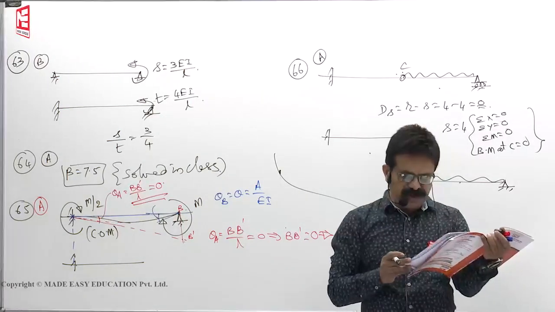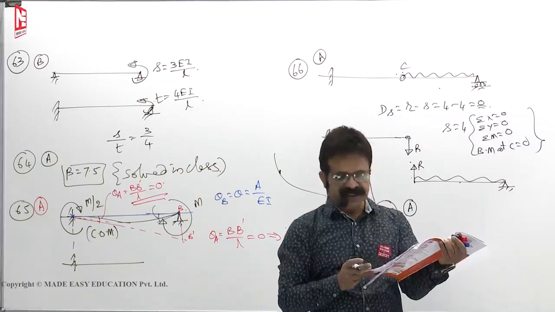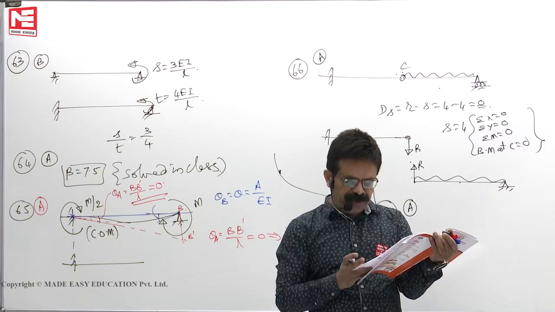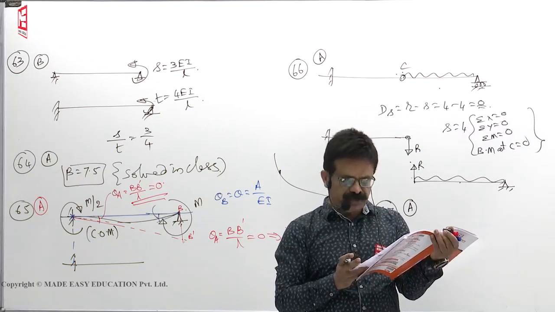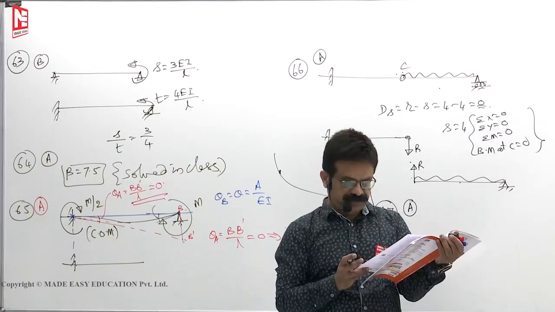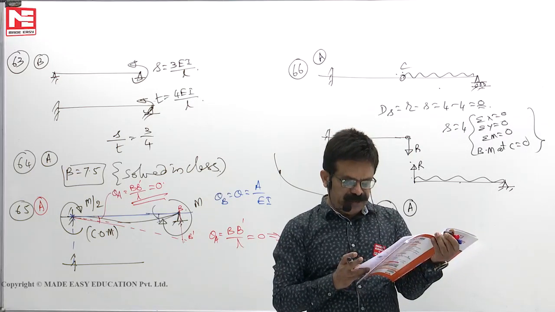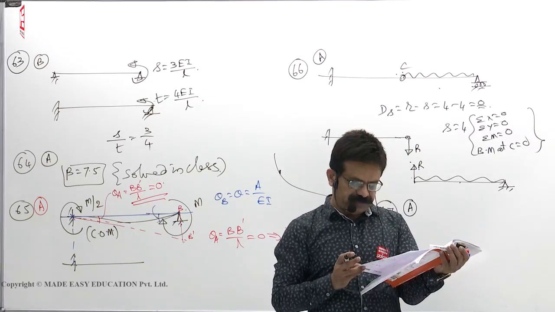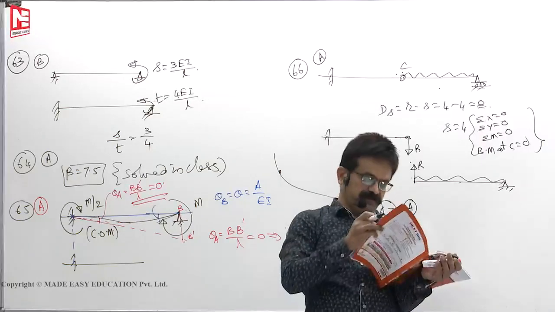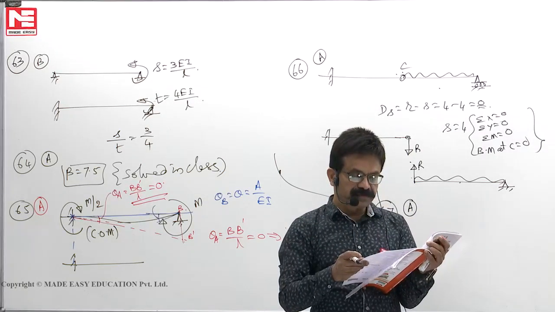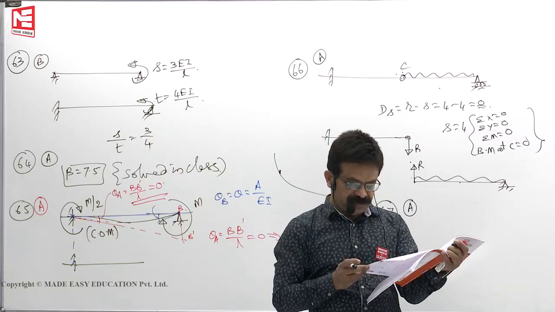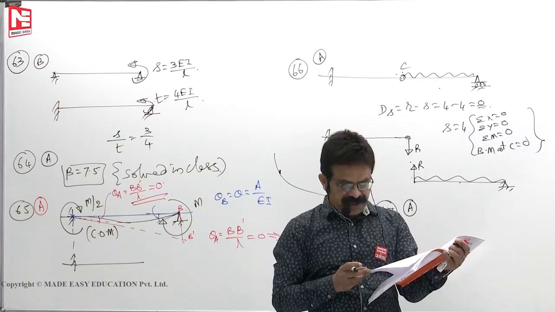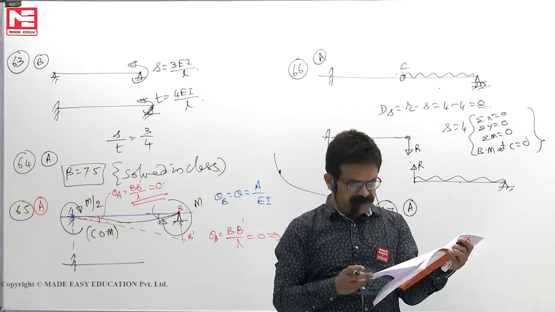68. Method of moment distribution is classified as a force method. Assertion is wrong. The method consists of computing end moments due to end rotation of the member. So A is false. It consists of computing end moments due to end rotation of a member.